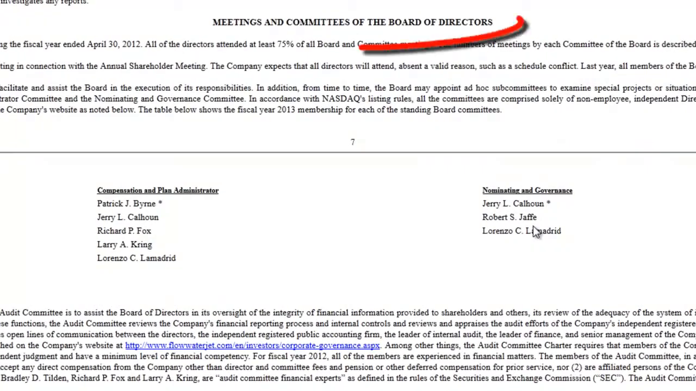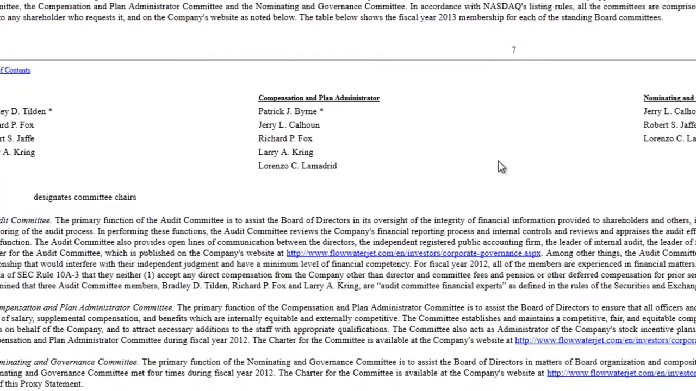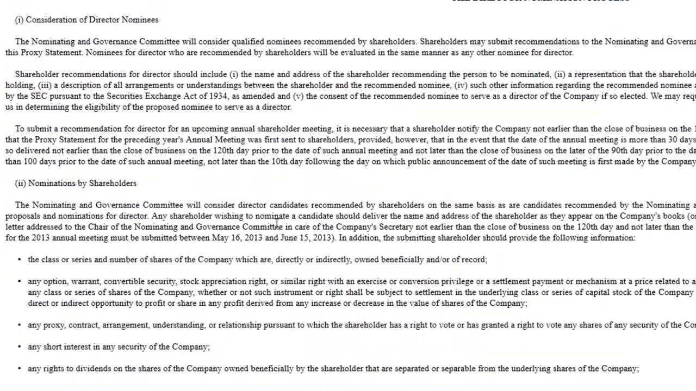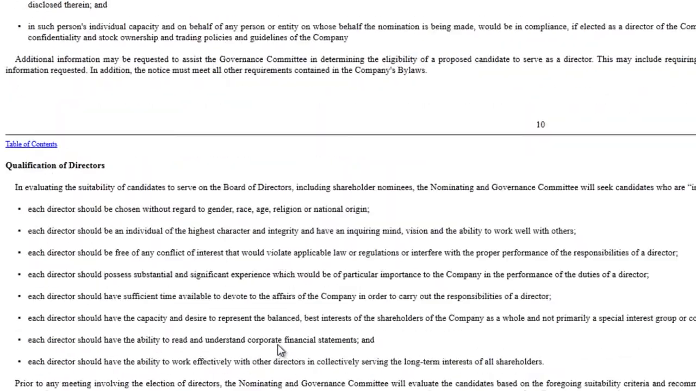Moving on through the form, usually in this form you will find various different committees, the compensation committee, audit committee, what it does, and who is part of the committee. Then the nominating and governance committee, again, who is on it, and how directors chose to be part of it. Very important things that you want to know about.